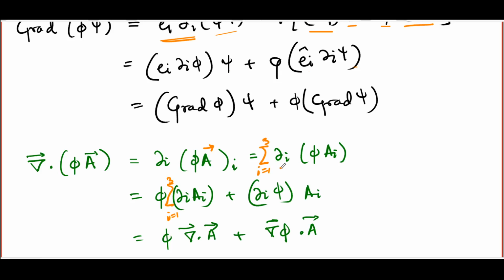Of course, in addition to this, you have del_i phi times a_i, and that's grad phi dot a, right? Because this is the ith term. This really is grad phi's ith component times a_i, and that's nothing but the dot product of two vectors. So you end up with phi times divergence of a plus grad phi dot a as divergence of phi a. We will come back and prove many more identities of the first kind soon.